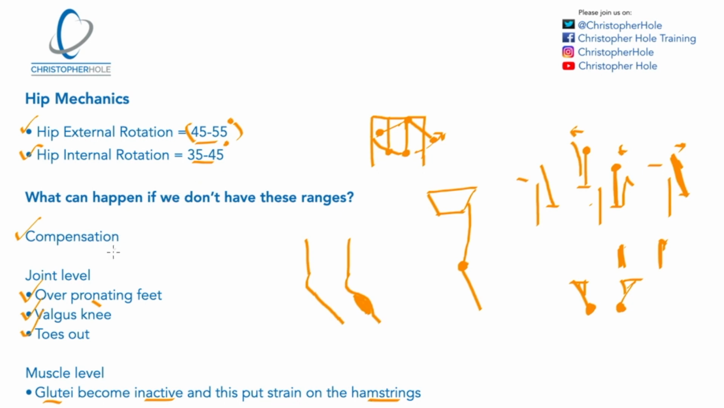If we're getting these compensations, we then get what are called energy leaks, and this puts strain on certain joints. So on the next slide we're going to look at some of the typical problems that can occur when we have these mechanical or biomechanical deficiencies when we are cycling.